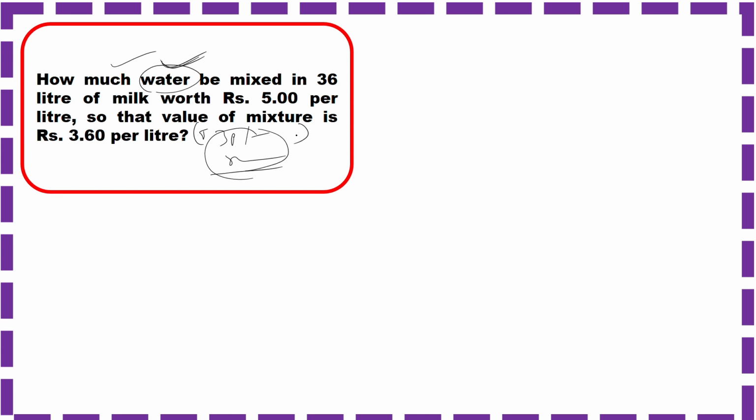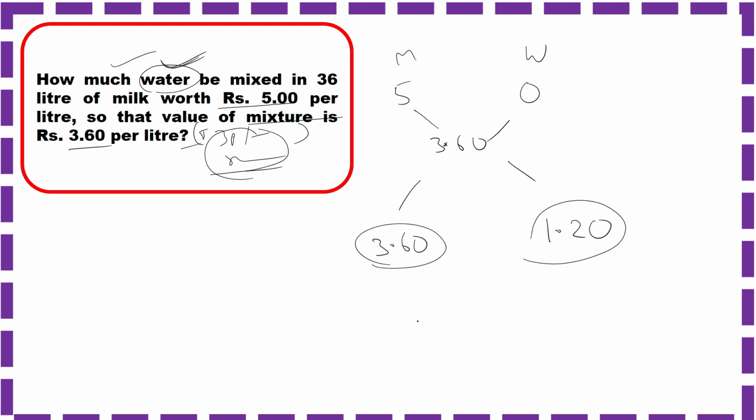So what is the value of milk? This is 5 rupees, and value of water is 0, milk and water, right? And what is the mean price? Mean price is 3.60, right? So take the subtract now: 3.60, and 5 minus 3.60 is 1.20. So the ratio, if you convert this, would be 18:6. So in 18 liters of milk, what is the quantity of water added? 6 liters of water is added.